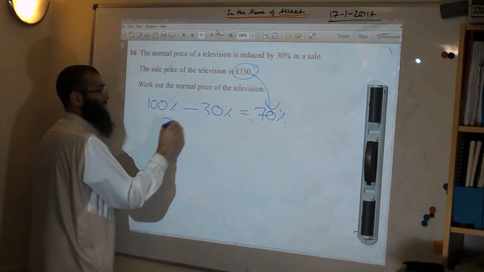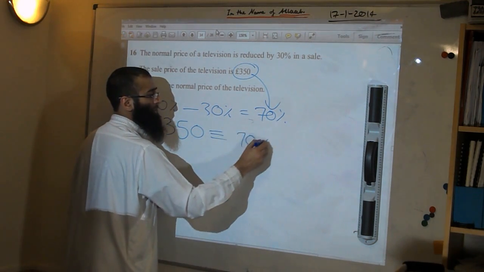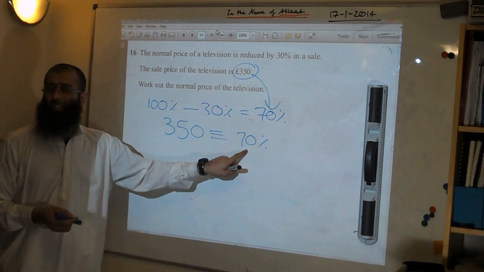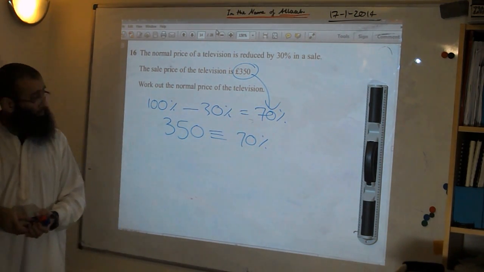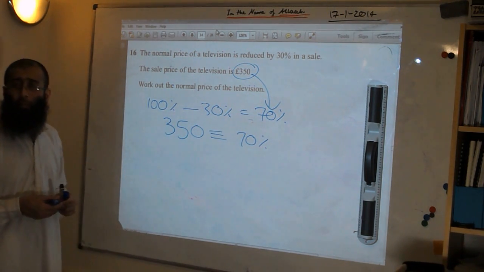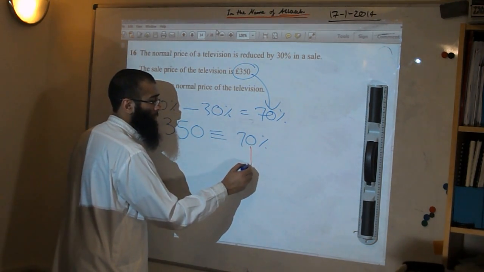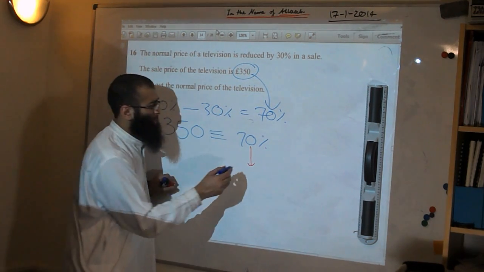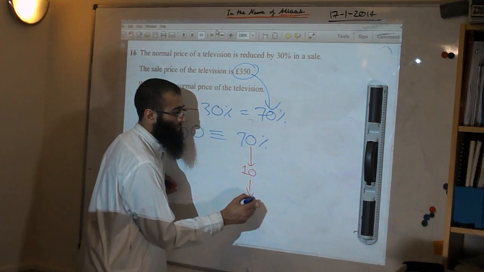So we can say now that the £350 is equivalent to 70%. Are we happy with that, folks? So that sale price is now worth 70% of the original value because it's 30% off. What we need to do now is work backwards from 70% to 100%. So how do we get from 70% to 100%? If you want to do it in 2 quick steps, 70 down to 10 and then 10 up to 100.